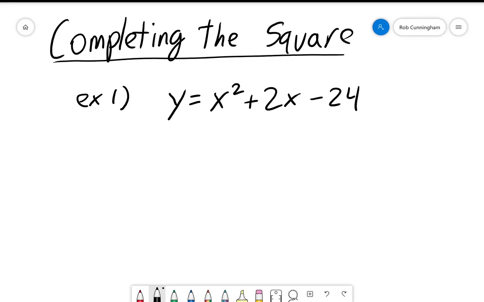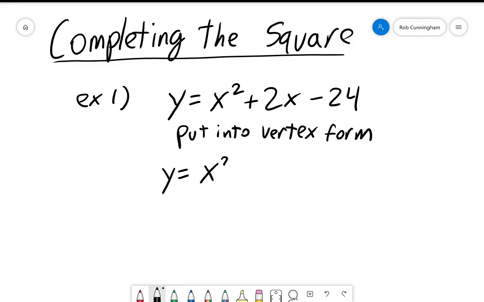So what I've got here is y equals x squared plus 2x minus 24, and I want to put that into vertex form. Well, I know that vertex form involves some sort of completed square, so I'm going to put y equals x squared plus 2x plus some blank minus 24. Okay? So let's see. What number belongs in that blank to make a perfect square?